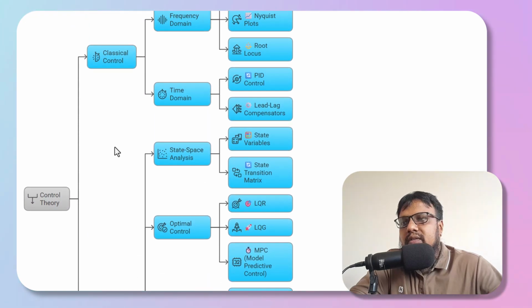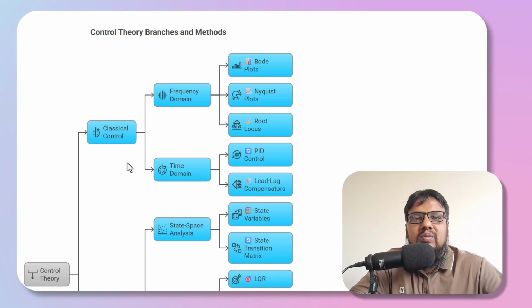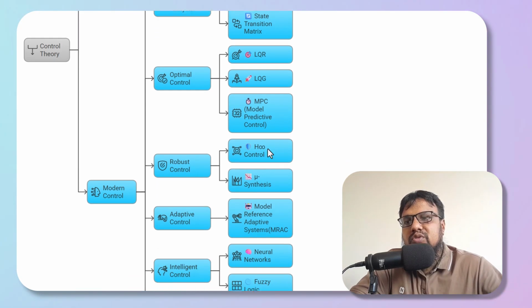While learning control theory, we first focus on classical control. We learn about transfer functions, and how we model systems in the time domain and frequency domain. After learning all these contents, the analysis from Bode plots, Nyquist, root locus, and the controller design from PID control and lead-lag compensators, these are the contents from classical control. Once you master this, you should move forward to modern control theory, and you should start with optimal control, where we have LQR, LQG, MPC, and then gradually you should go for the next contents.